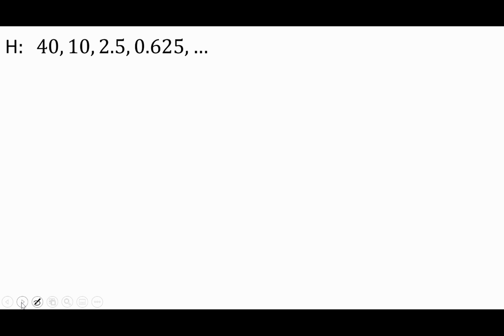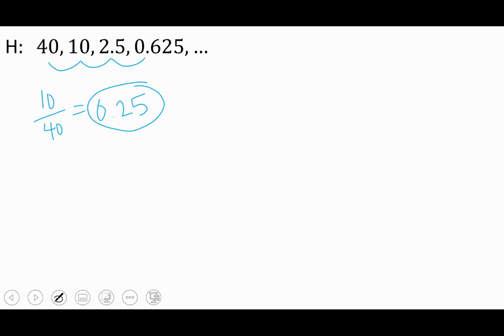We have a new sequence here, and I notice that there's some different jumps going on. And so I'm going to do some division this time to figure out, it appears to be geometric. And so as I check along here, dividing any term by the one before it, I get 0.25. And if you check all the way down the row, it's the same 0.25. So this is geometric.